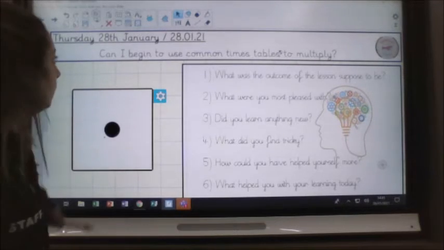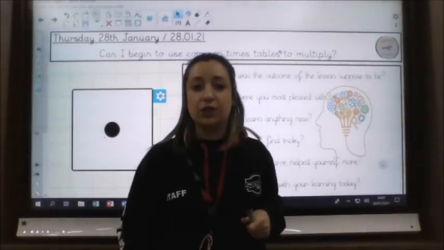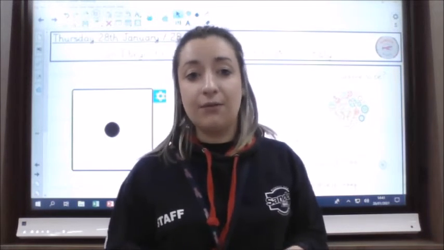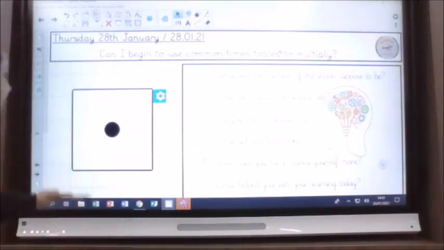Okay, so hopefully we have referred back to this learning question. So the outcome was for us to use our times tables, our common times tables, to start multiplying together. We might have used different methods, but the common times tables we were using were our 3s and our 2s to double.